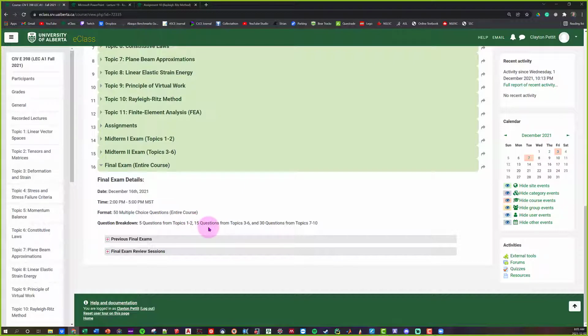It's going to be 15 questions from topics 3 to 6. So that's basically stresses and strains. And then it's going to be 30 questions from topics 7 to 10. So those are basically our approximation functions, Euler-Bernoulli beams, principle of virtual work, Rayleigh-Ritz method, etc. So it shouldn't be too bad overall.